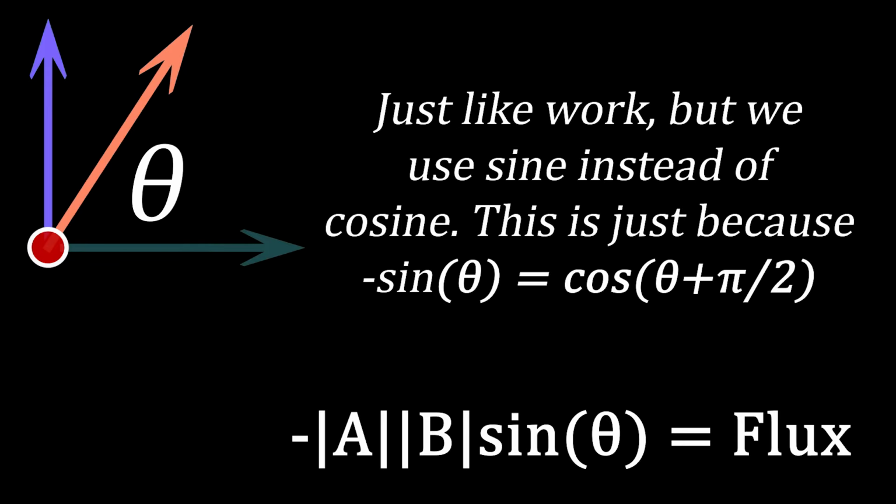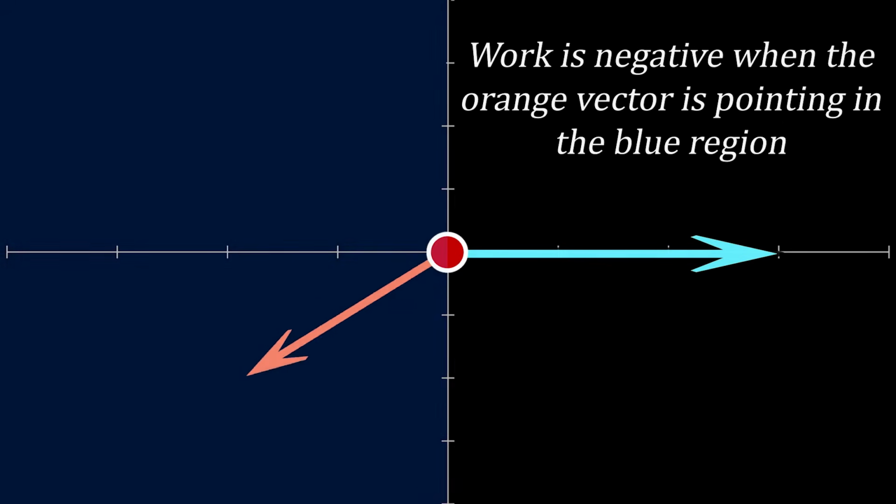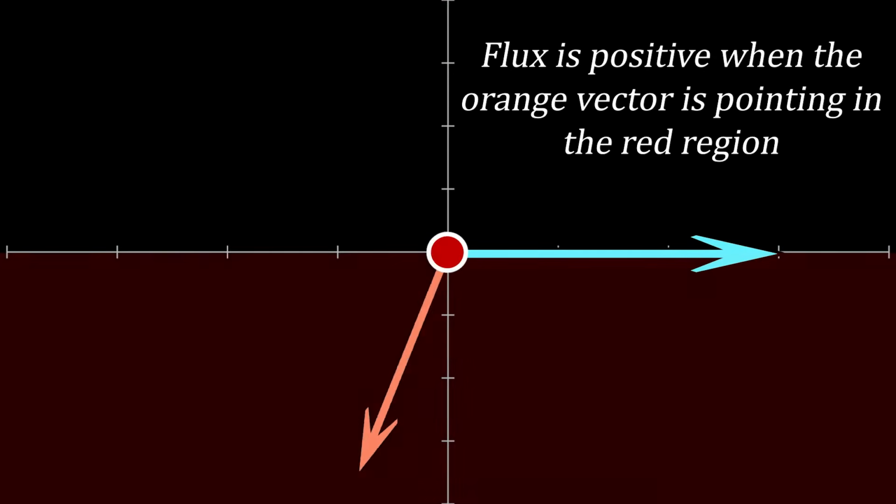Work is negative when the angle between the two vectors is obtuse, that is, whenever cosine is negative, and flux is negative depending on whether vector b is to the right or left of vector a. If we're facing the direction of vector a, then flux is negative if vector b is to our left.